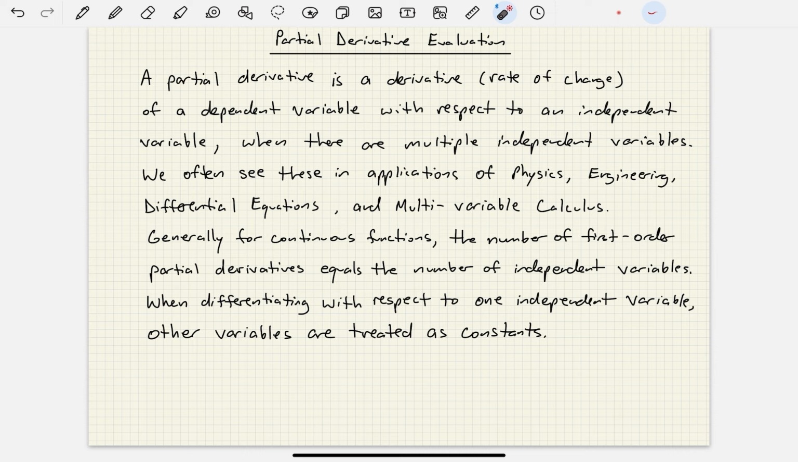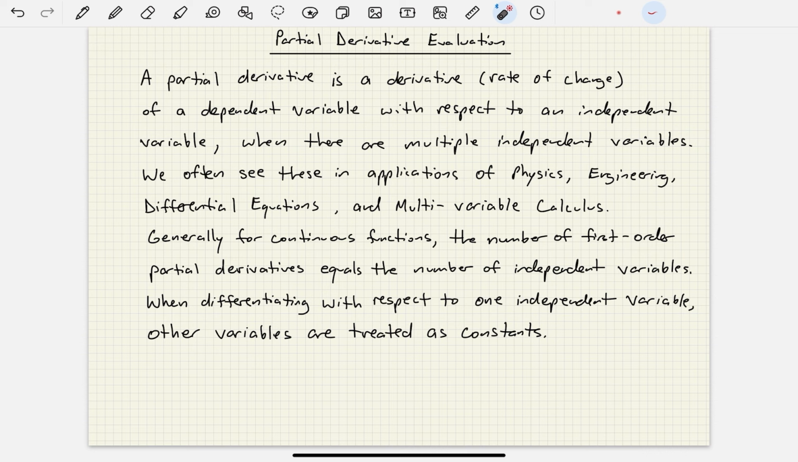Now, we see these applications often in physics, engineering, differential equations applications, and multivariable calculus. So again, think of a function with multiple independent variables, right? If we have a single independent variable, then it just goes back to basic calculus 1 and calculus 2, right? But what if you have a function where you have one dependent variable and more than one independent variable, and you want to find these first order partial derivatives, okay? So how does that work?